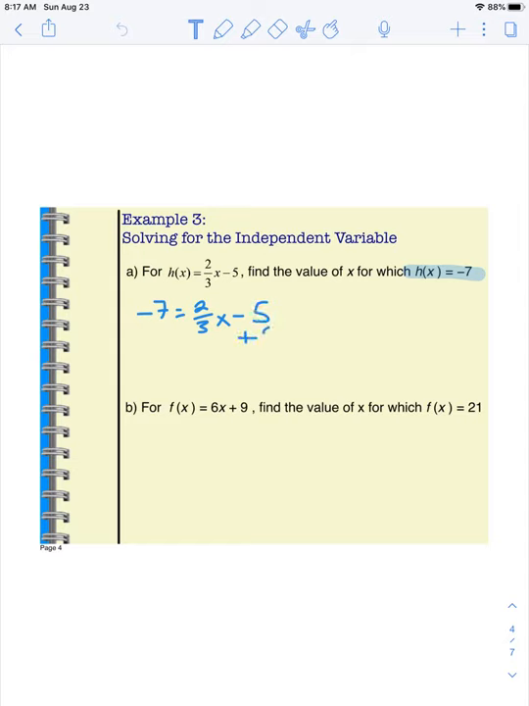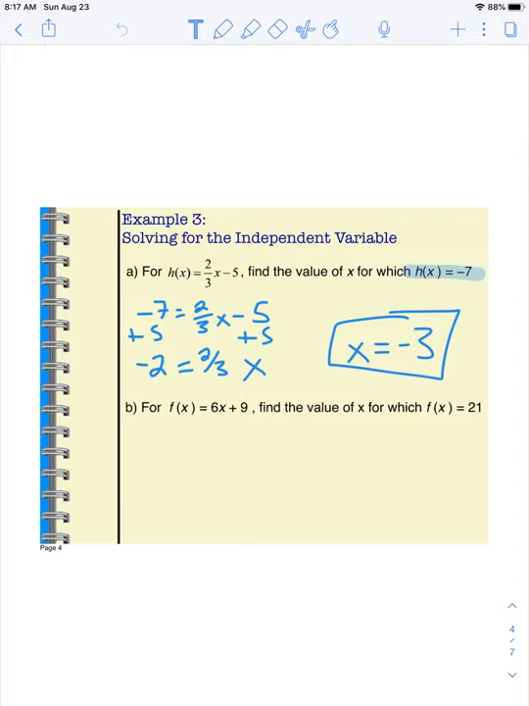So add 5 to both sides. Negative 7 plus 5 is negative 2. Now I have negative 2 equals 2/3 x. To solve for x, I'm going to divide both sides by 2/3 or multiply by 3/2. If I multiply negative 2 by 3/2, I'm going to get x equals negative 3. You could also use a calculator for that last step. But we solve for x equals negative 3. That's my answer for part A.